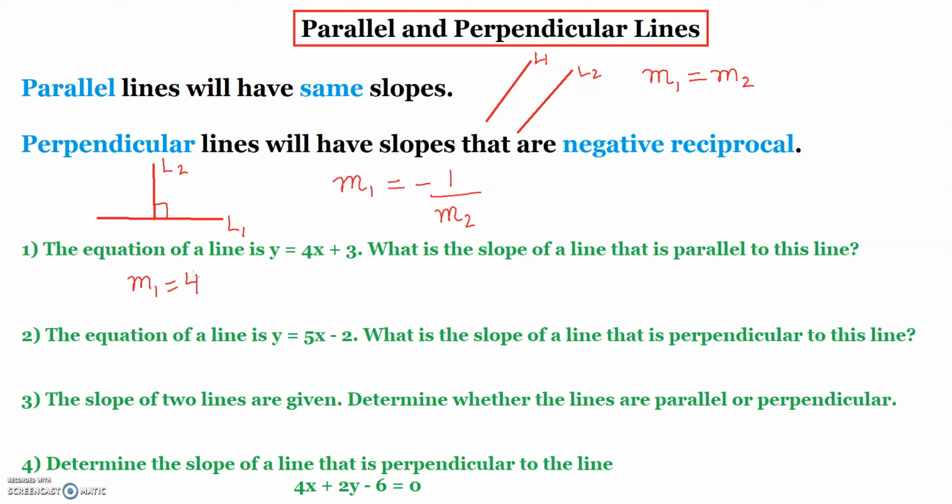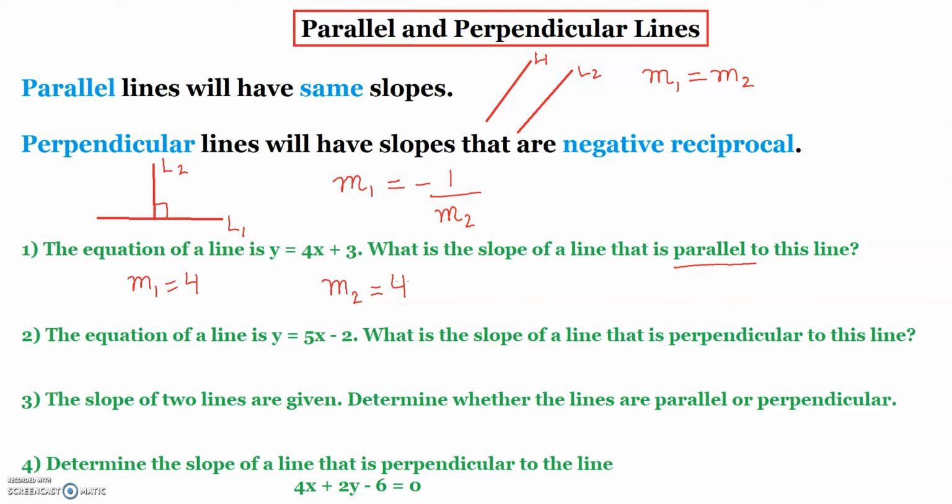Then we're going to look at the keyword, which is parallel. And we know that parallel lines have the same slopes. Therefore, the slope of the second line will be equal to 4 as well. So that's how we're going to solve the question when the equation of a line is given.